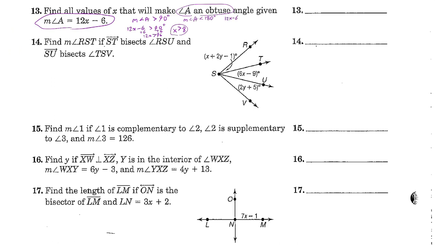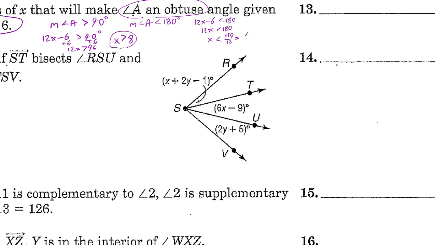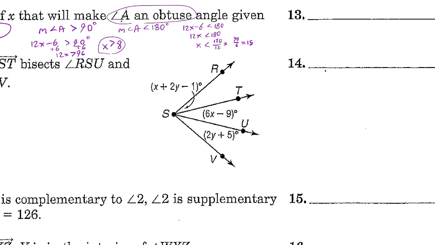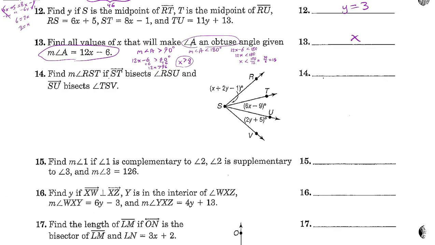So 12x minus 6 is less than 180. So 12x is less than 186. So x is less than whatever 180 over 12 is. So let's just divide. Dividing both by 2, we get 90 over 6. Oh, that's 15. So that means here x has to at least be bigger than 8.